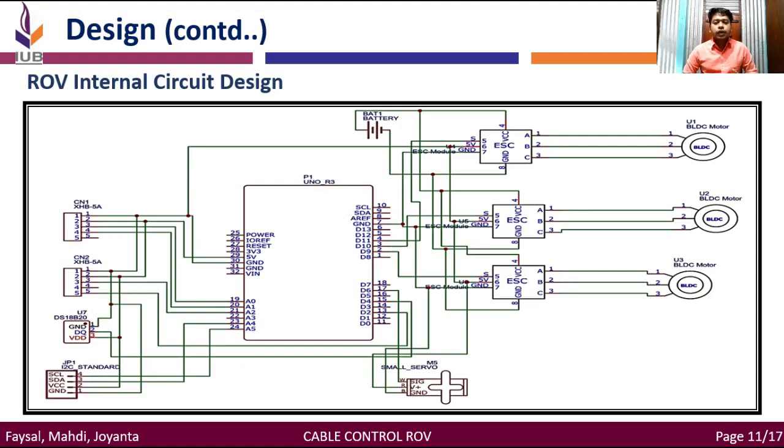On the right side we have used three brushless DC motors. The BLDC motor will provide 10 kilovolt, 10,000 volts. That's why we need to use an external module called an ESC, or electronic speed controller. Then to power up all the electric parts, we have used an 11.1 volt lithium-ion battery.